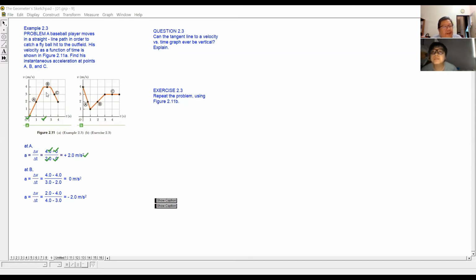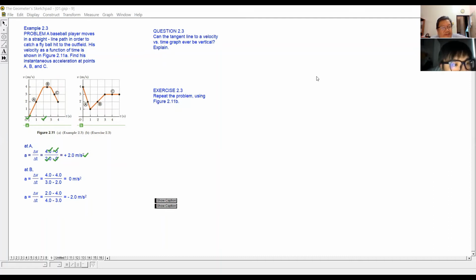For part B here, what is the delta V? The delta V is VF minus VI. 4 minus 4, correct, is 0. What is the delta T for this part here?